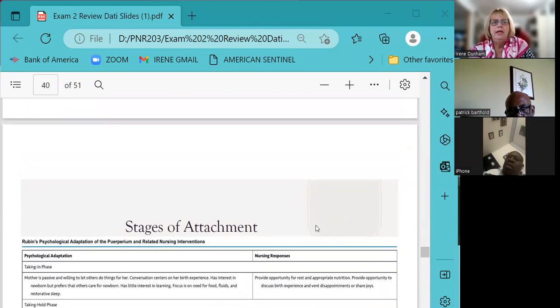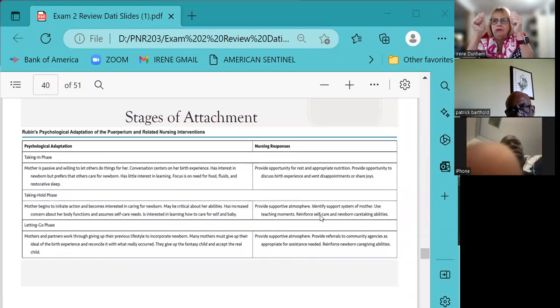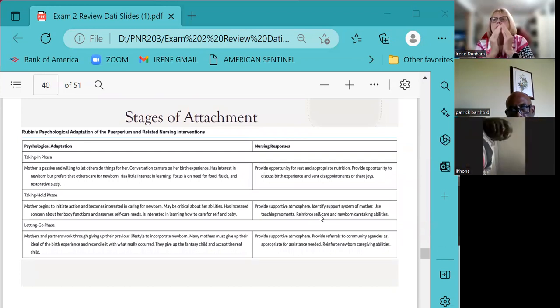So that's why you got to make sure that we're observing, and make sure that they're looking at the baby and they're calling the baby by name. And it's called en face, E-N-F-A-C-E, where they look at the baby right in the face and they can see each other. Okay, this is just about stages of attachment and what happens.